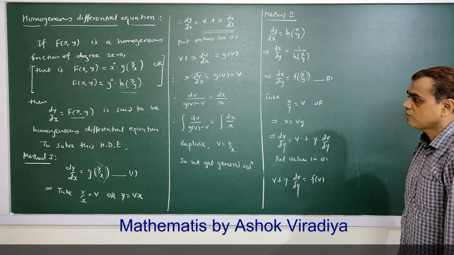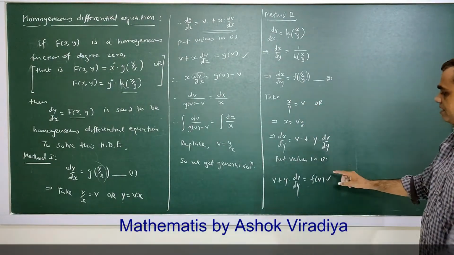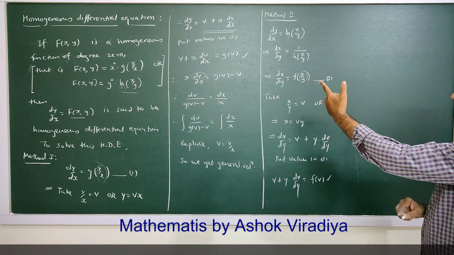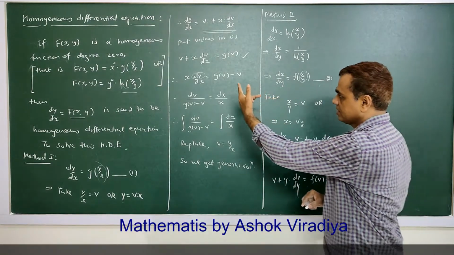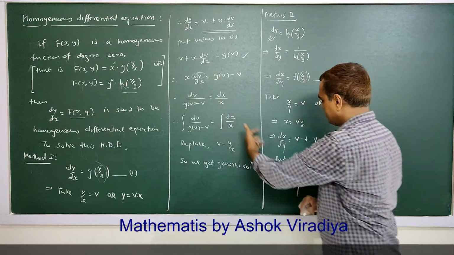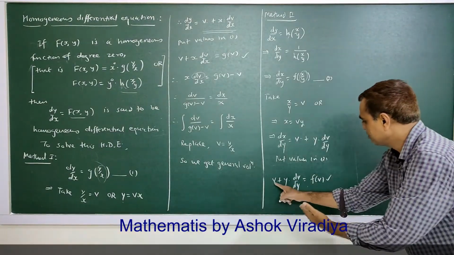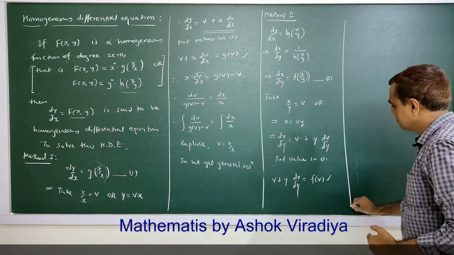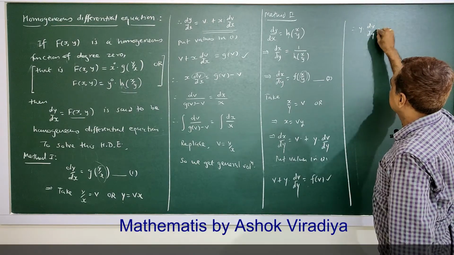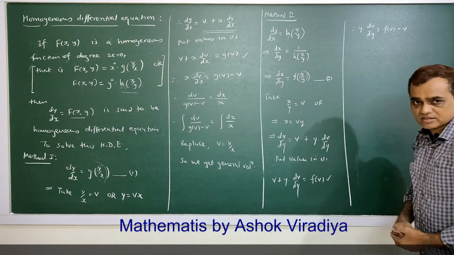So see, we have obtained a similar pattern. Only difference is x is replaced by y. Observe these two patterns. Here it was with respect to x, here with respect to y. X is replaced by y. Now shift this v on this side. So therefore y into dv by dy is f of v minus v.